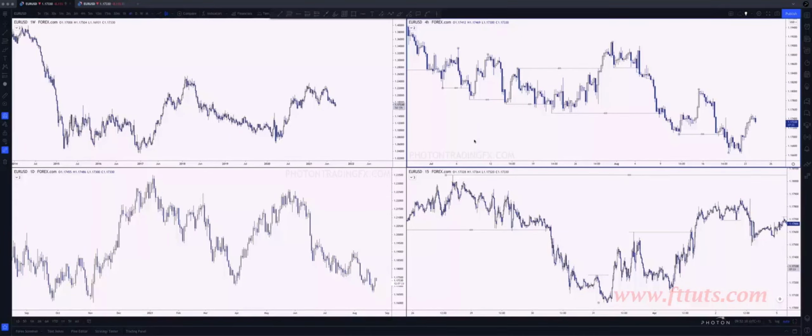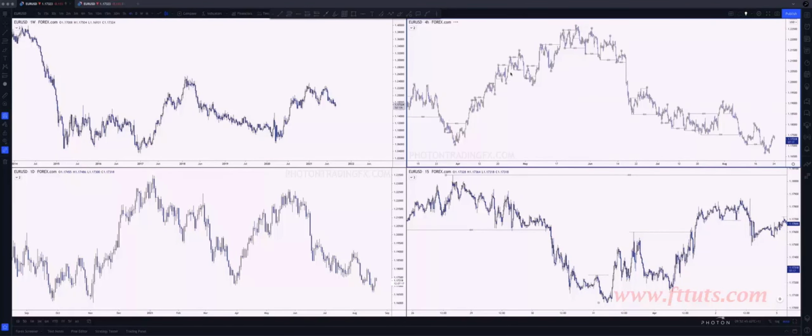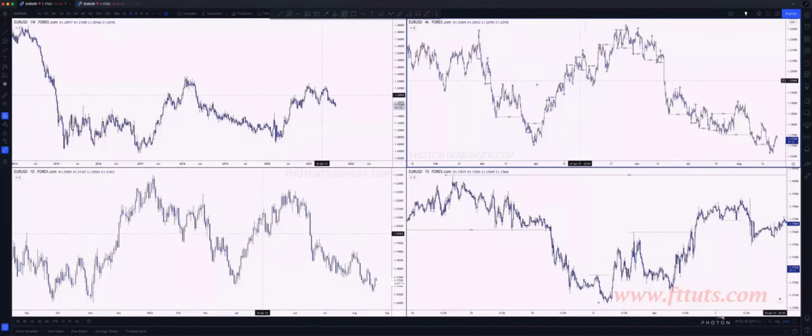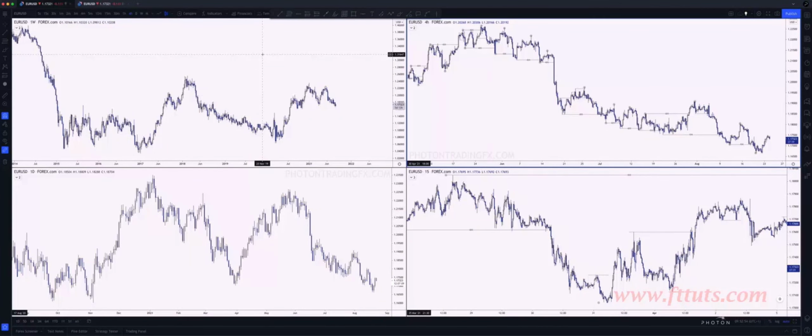So let's take a look at multi-time frame market structure in action. We're just going to build upon all of the swing structure that we've drawn on our 4-hour charts, and we're going to build that across the multiple time frames. The 4 time frames that we're going to concentrate on in this exercise are the weekly on the top left, the daily on the bottom left, the 4-hour on the top right, and the 15-minute, the M15, in the bottom right hand corner.